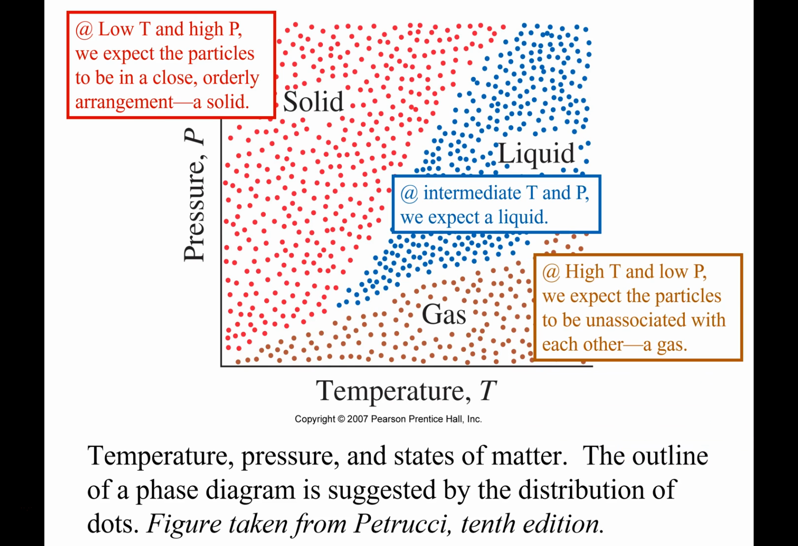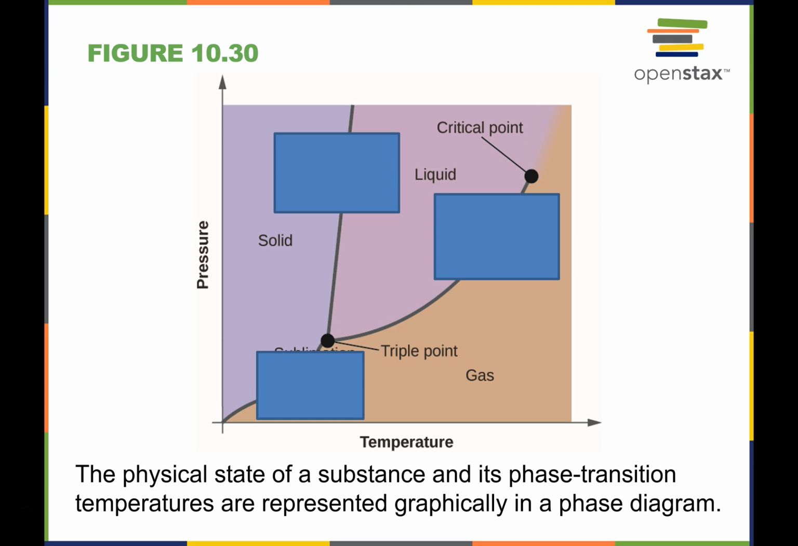Again, it has to do with intermolecular bonding. But at high temperatures and low pressures, we expect things to be gases. So those are the 3 sectors. Here is one for a compound; it doesn't say what it is, but you can see the Y there.